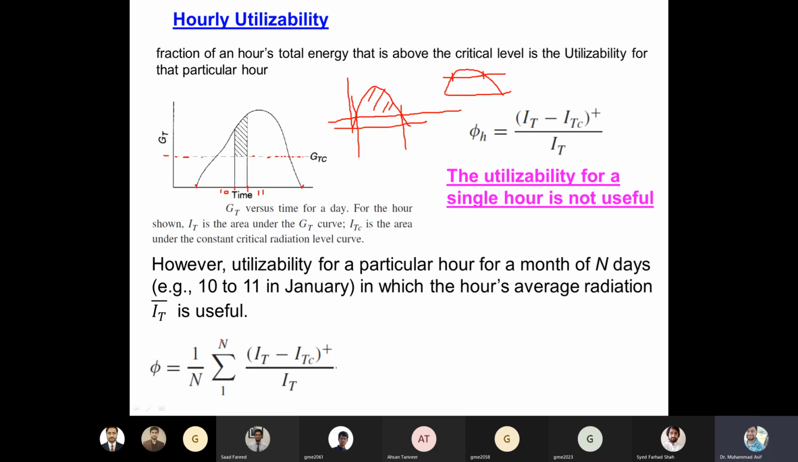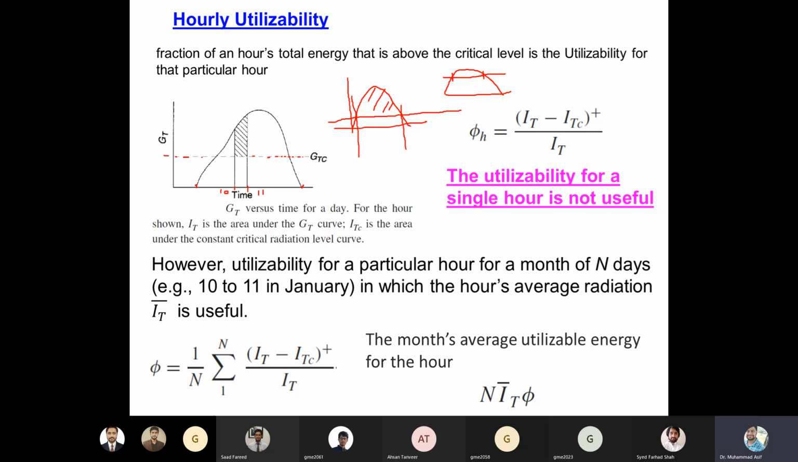So n is basically the number of days. Let's say for a particular month, 31 days are in January, so we can have n maximum equal to 31. So this will give you the monthly utilizability between that particular hour.